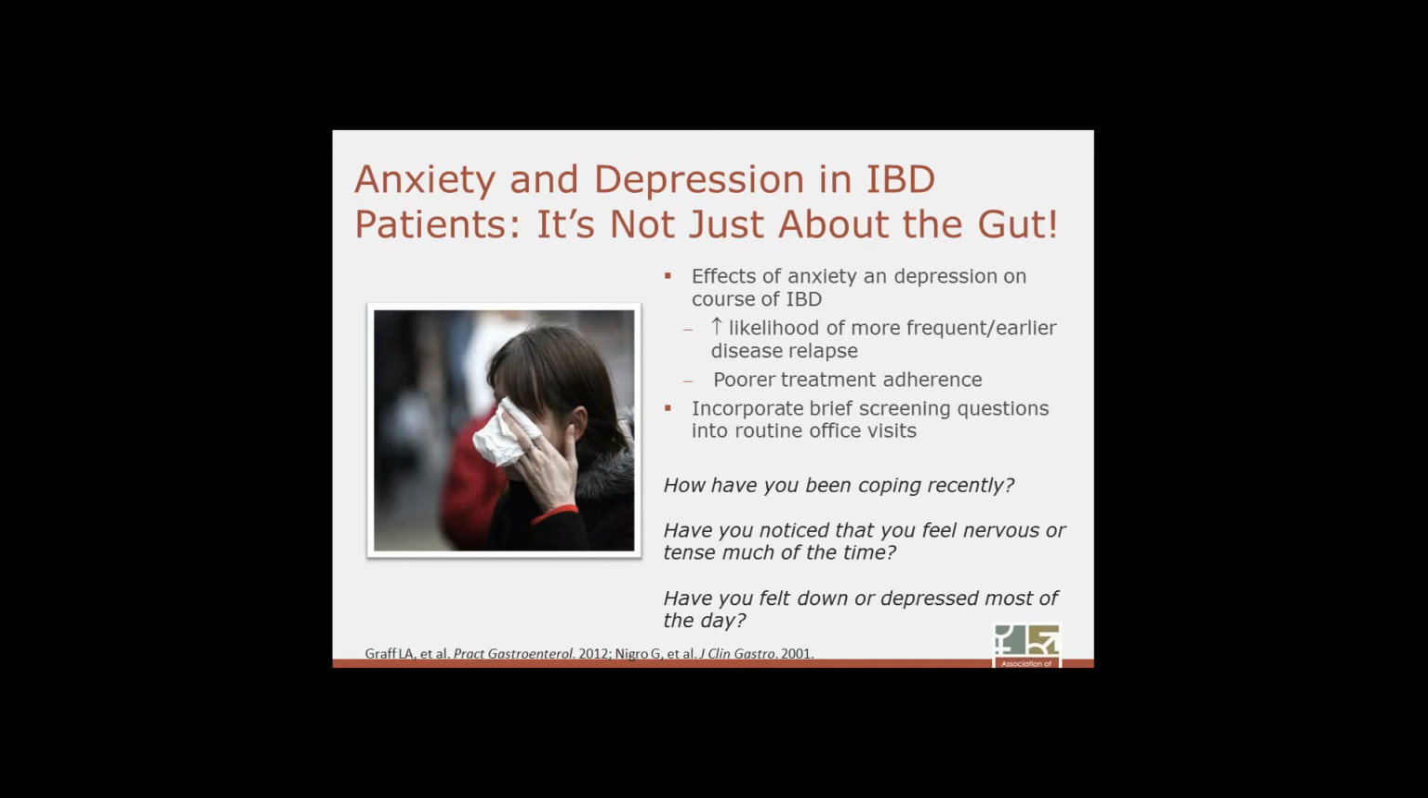Depression in particular has been found to have a detrimental effect on disease course, with a greater likelihood of more frequent or earlier relapses. There is evidence of significantly poor adherence to treatment regimens by individuals with a comorbid psychological disorder. Incorporating brief screening questions into the office visit that ask about coping and about symptoms of anxiety and depression can be helpful in flagging these issues. Some of the questions include: have you been coping recently, or do you experience problems with stress and anxiety or worry? Have you felt down or depressed most of the day, or do you find that you have decreased interest in the things that you usually enjoy?